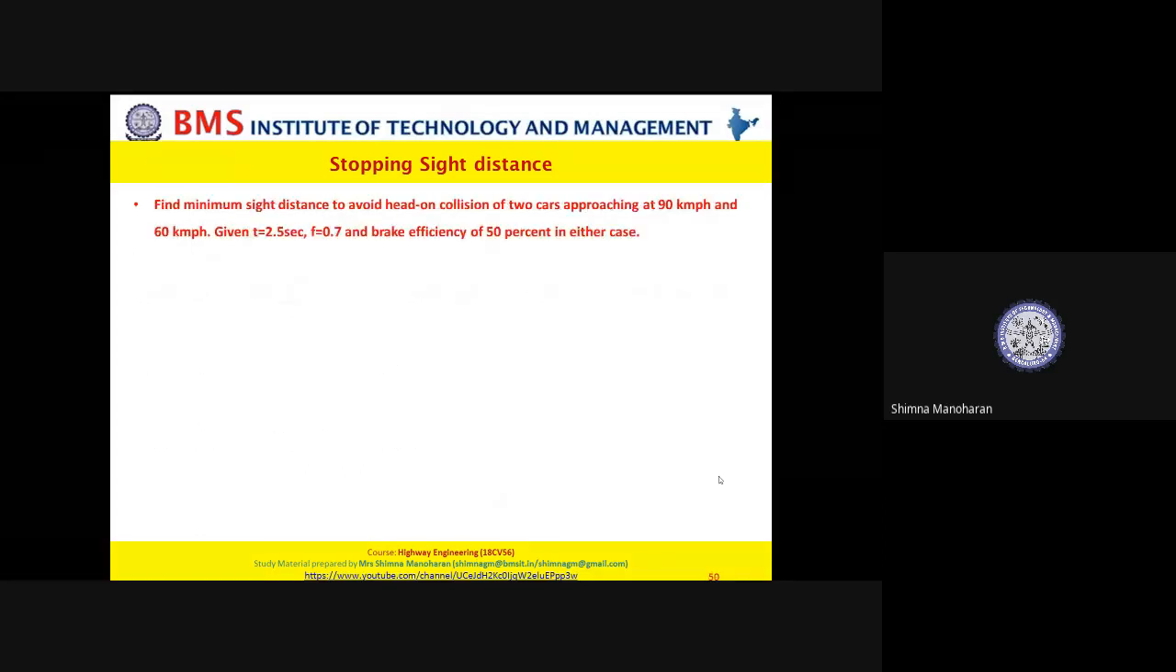So now we will note down the next problem. Please note down the next problem. Find the minimum sight distance to avoid head-on collision of two cars approaching at 90 kmph and 60 kmph. Given t equal to 0.5 second, f equals 0.7, and brake efficiency of 50% in either case.